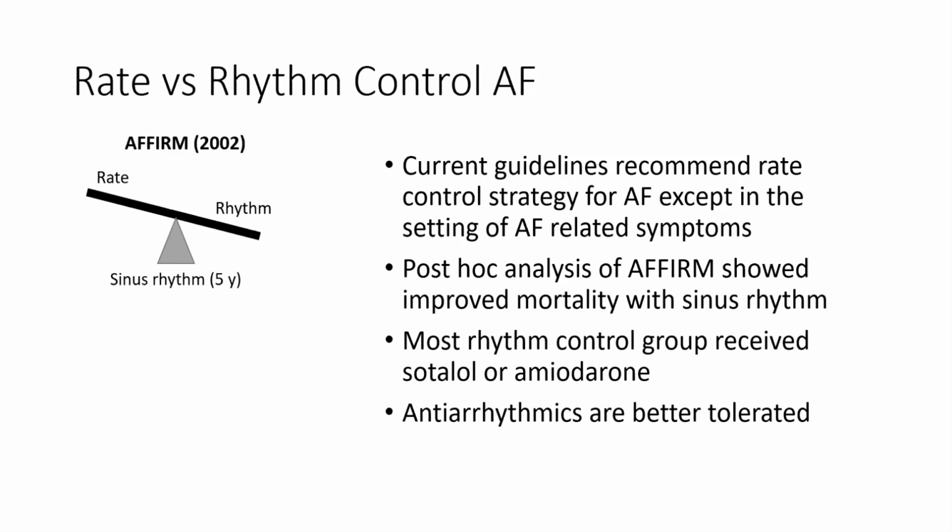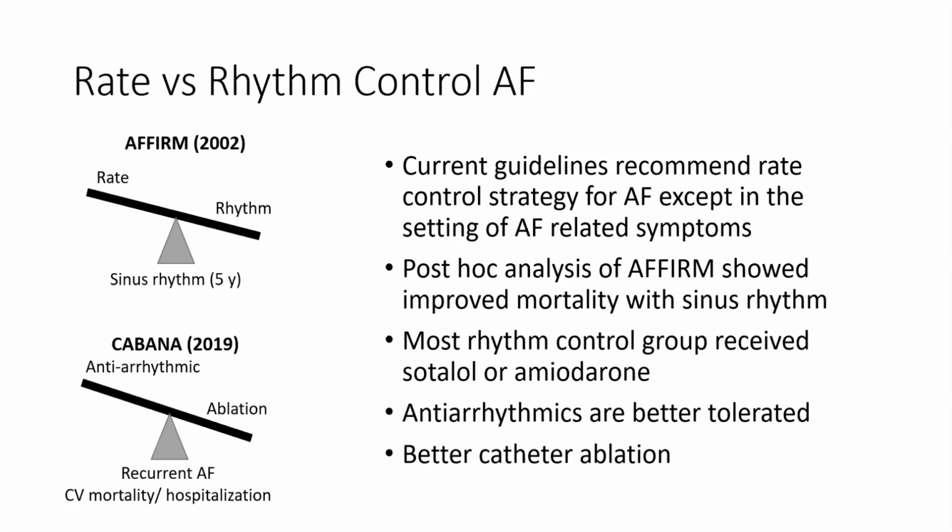Most of the rhythm control group received sotalol or amiodarone in the AFFIRM trial, but since then, newer antiarrhythmics such as flecainide or dronedarone have come out, which are better tolerated. And we're getting better at catheter ablation. In fact, the CABANA trial came out last year, which compared antiarrhythmics to ablation and found that ablation decreased recurrent AFib and cardiovascular mortality and hospitalizations.